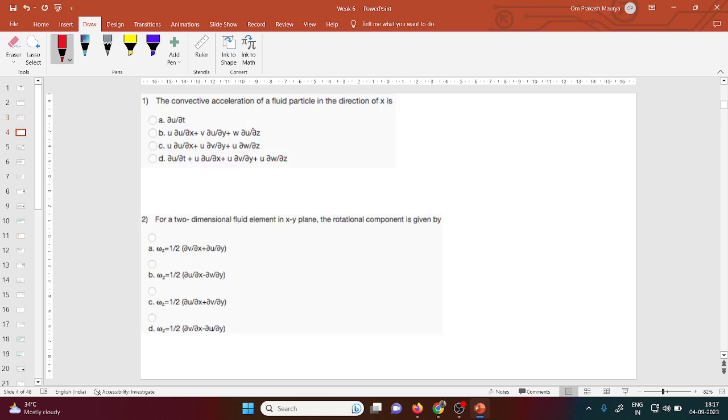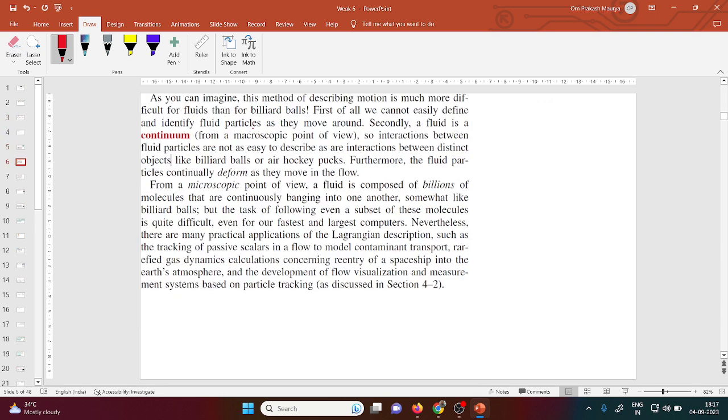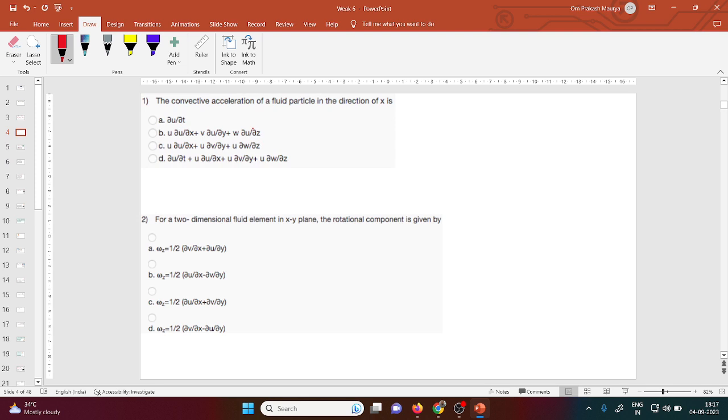Now moving on to the first question, then after I have some concept regarding that, so let's try to solve the first question. Question 1 is about the convective acceleration of a fluid particle in the direction of x. Four options are given, A, B, C, D. Which one is correct? Please write your answer in the comment box as quickly as you can, then I will discuss some concept regarding that.